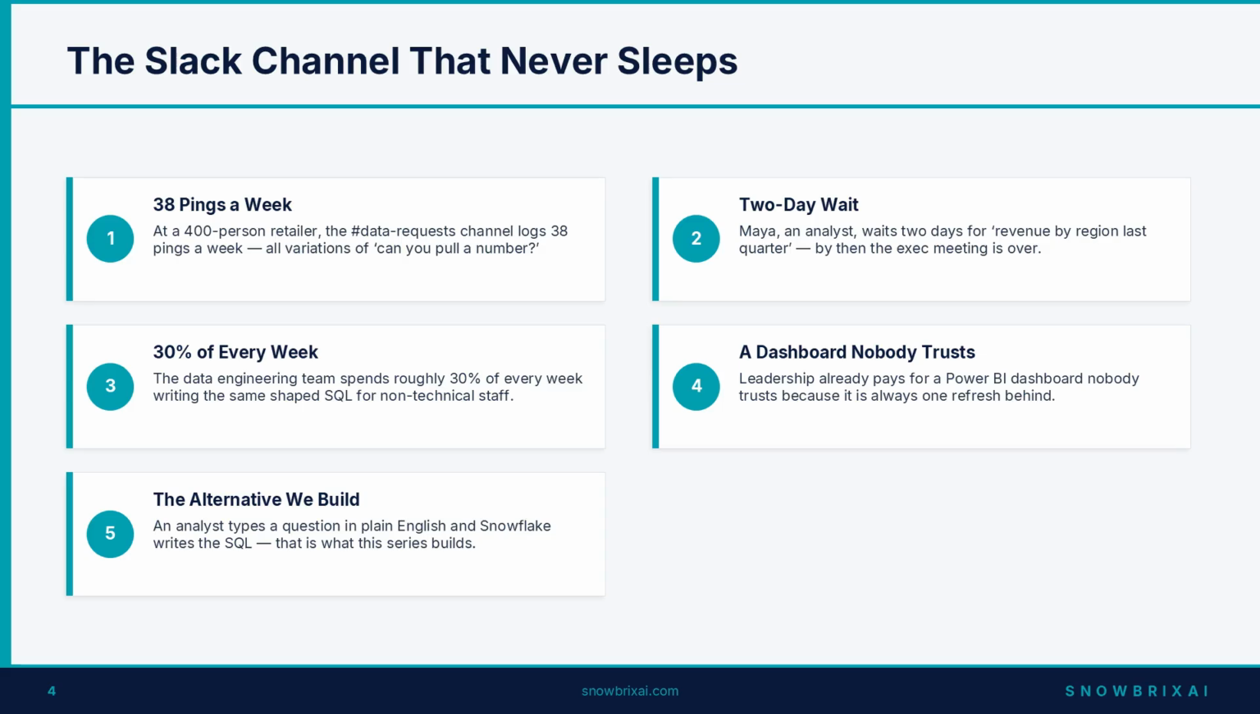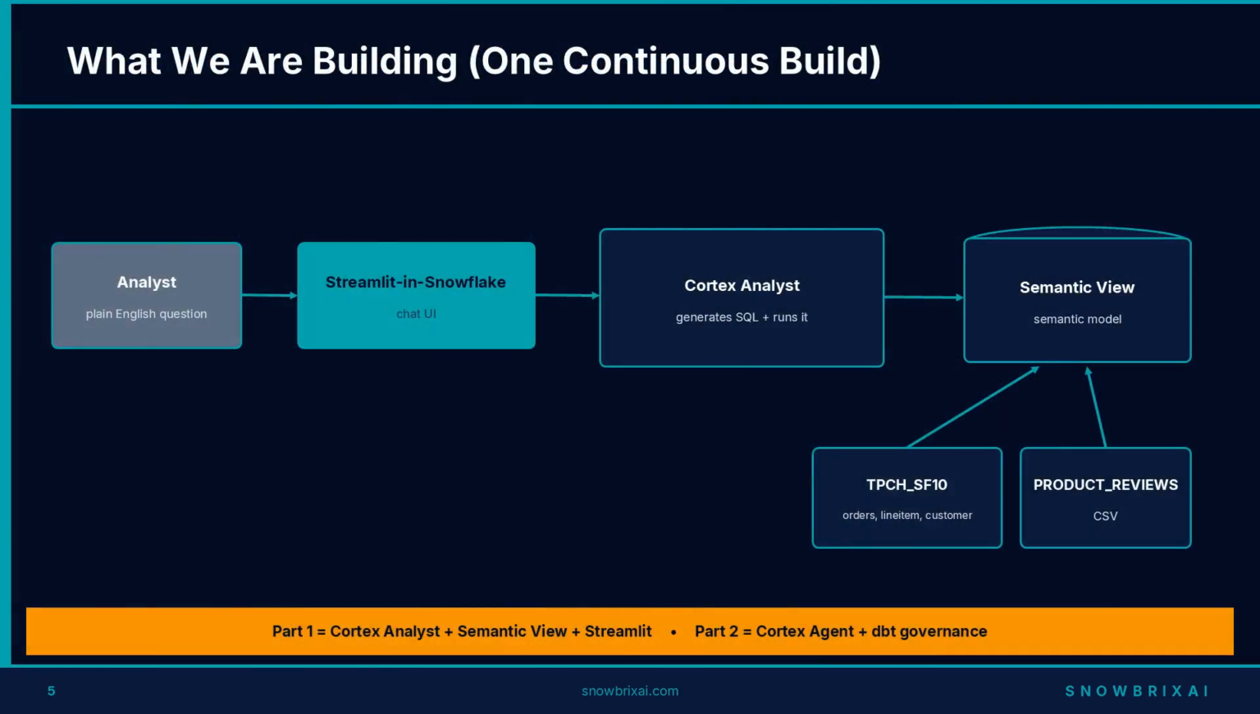The alternative: an analyst types plain English and Snowflake writes the SQL. That is what this series builds. Here is the whole build end to end. An analyst asks a plain English question in a Streamlit chat inside Snowflake. Cortex Analyst turns it into SQL and runs it grounded by a semantic view, the model that pins down what every term means. And that model is fed by real data: the TPCH sample of orders, line items and customers, plus a file of product reviews.